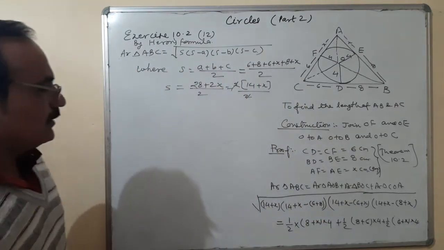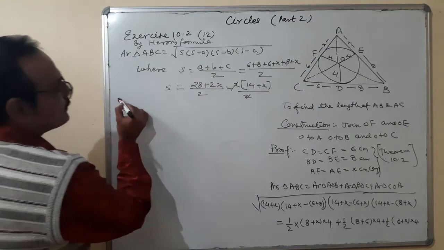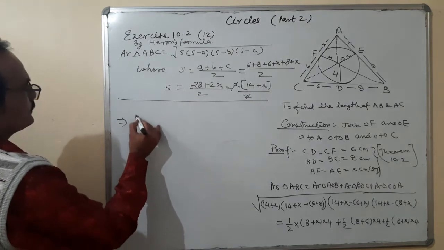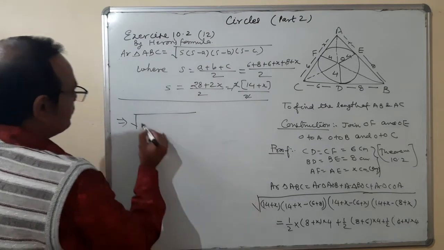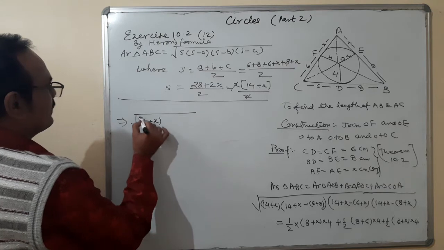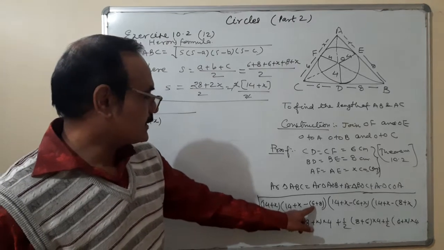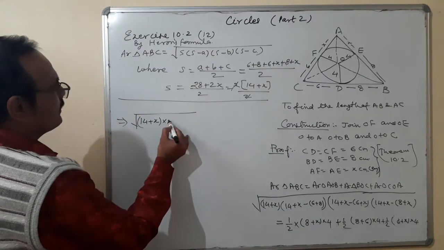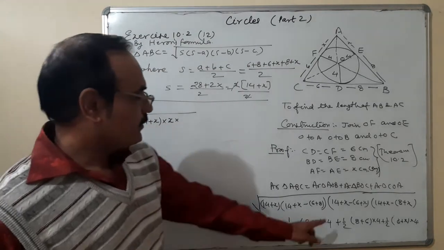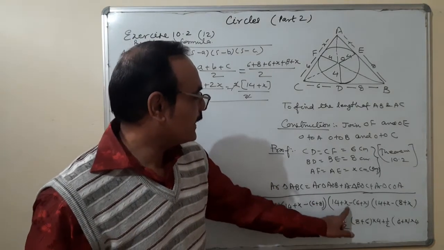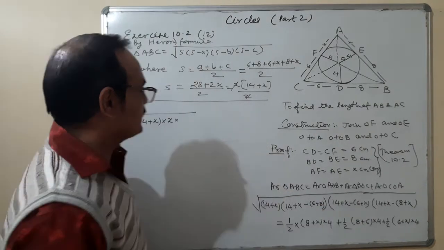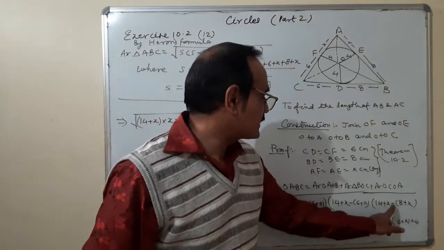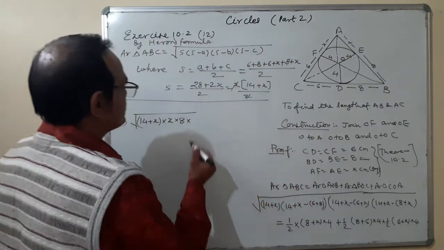Okay. After this step, I am coming here. Under root 14 plus x. Here you can see 6 plus 8 is 14, 14 minus 14 cancels, only x is left. 14 plus x minus 6, x and x cancel, 14 minus 6 is 8. And here x and x cancel, 14 minus 8 is 6.